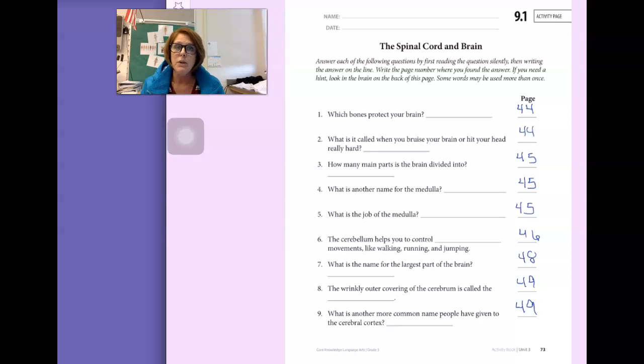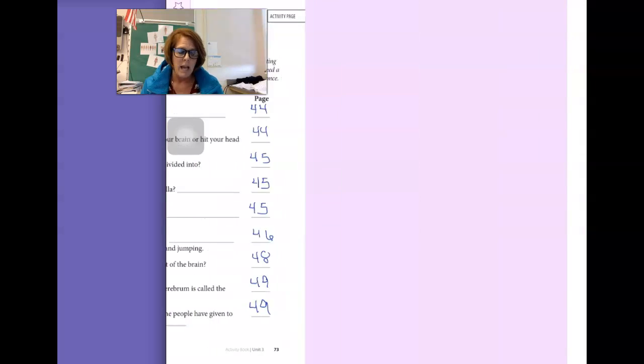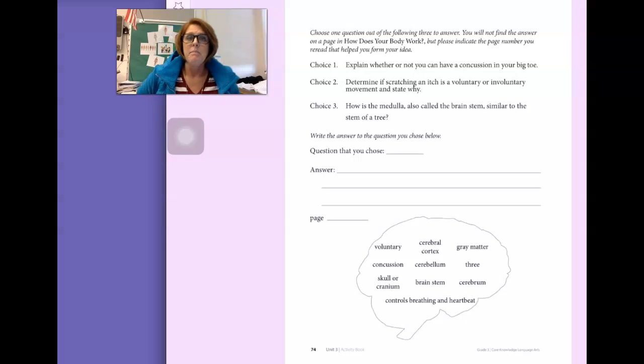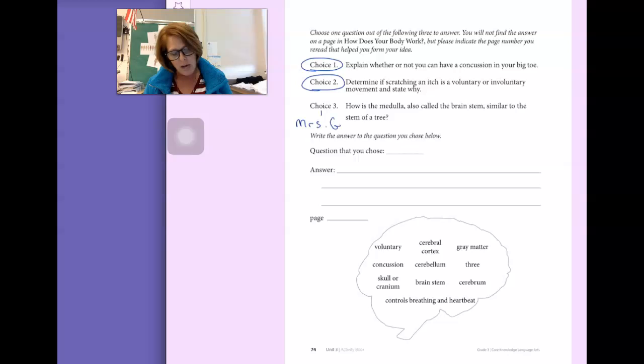So now what you're going to do, you're going to keep out 9.1 as you read or listen to chapter 6 again, and you're going to find the answers to all of these questions. When you're finished with that, you're going to come to the back of the page, and I'm going to do one of these questions, so you're only going to choose from 2 questions because it says choose one question out of the following 3 to answer. You're going to choose either question 1 or question 2 because Mrs. Goshert is going to show you how to do this with question number 3.